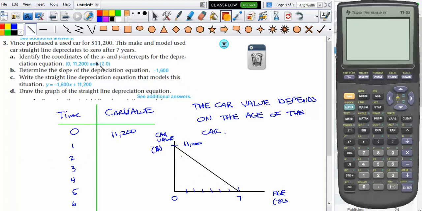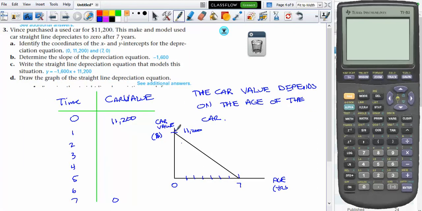So if you're looking for the coordinates, if I asked you for the ordered pair, the xy coordinate, this ordered pair at the very beginning would be 0 years and 11,200 would be the y value. Here I'm at year 7 and it is $0. So just remember, your y value is the car value and time is the x.